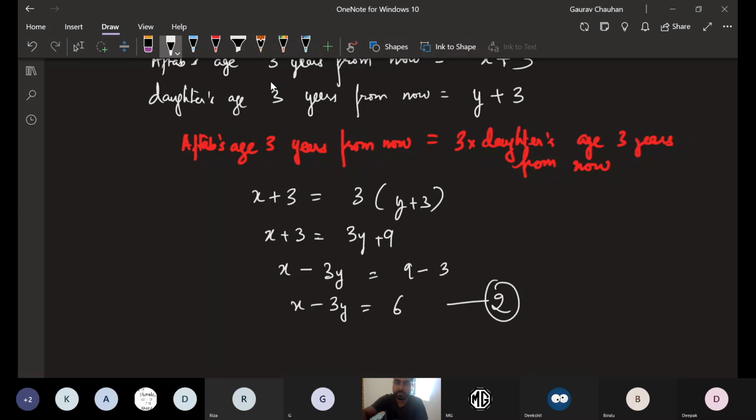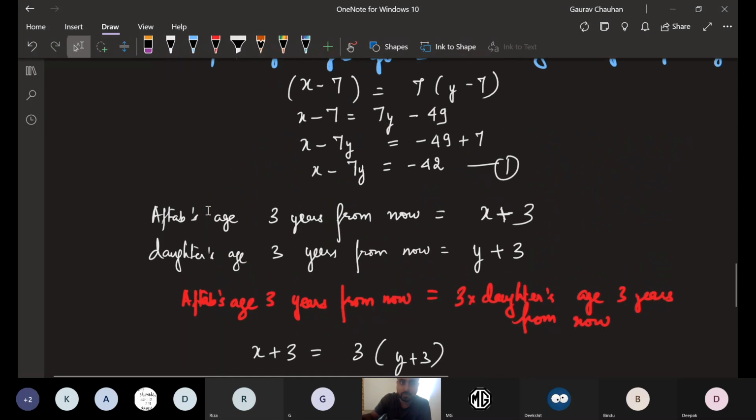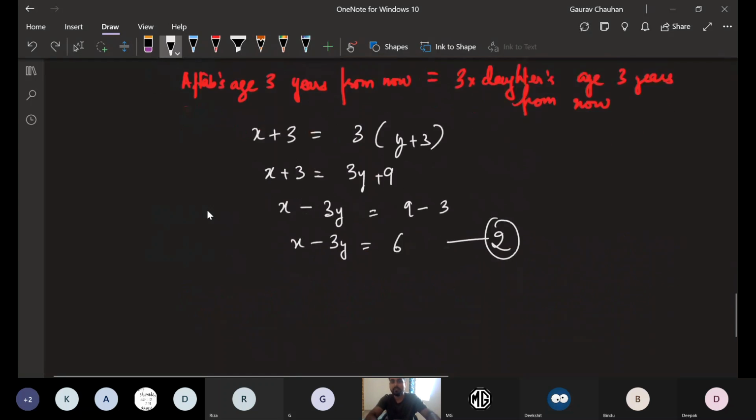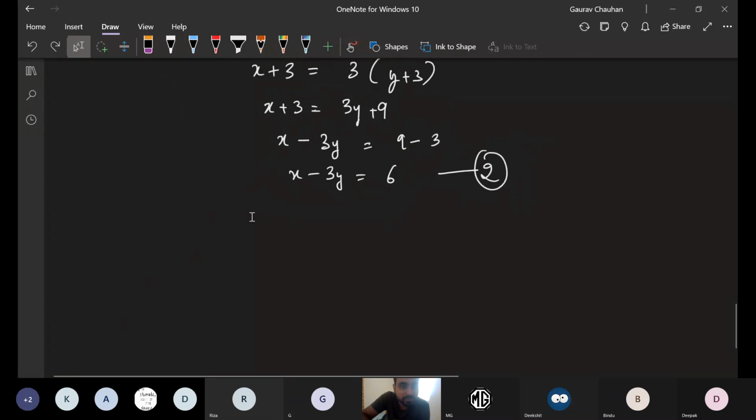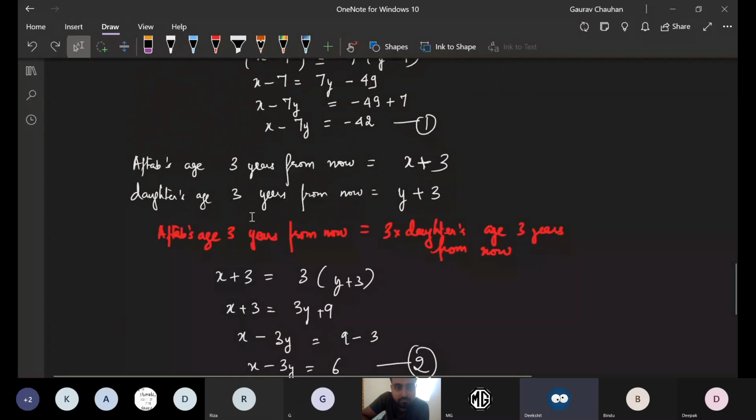We can solve these two equations. You have the first equation here, you have the second equation here. These two equations you have to solve. You will get X and Y. We good, Dikshit? Yes, sir.